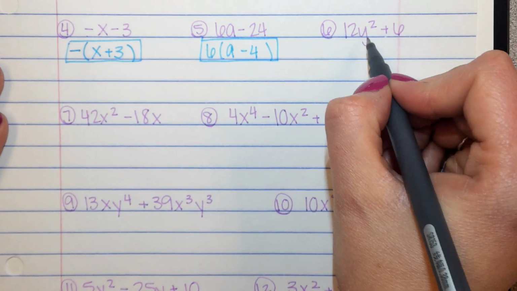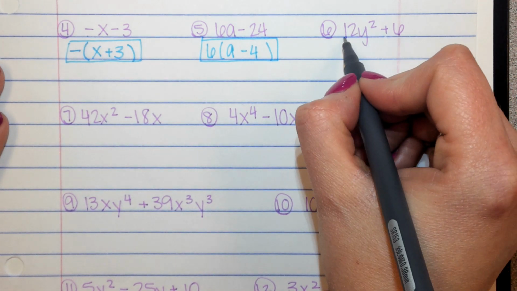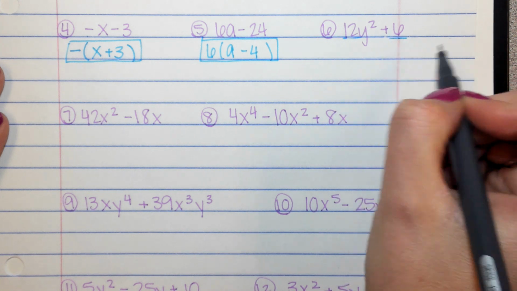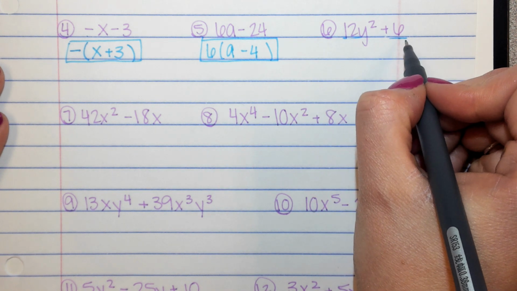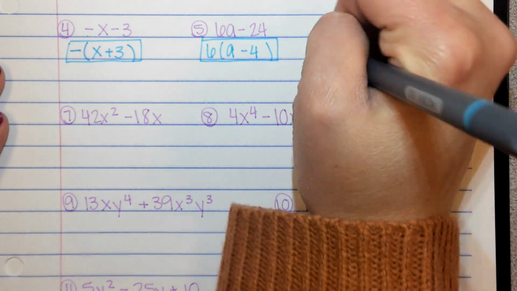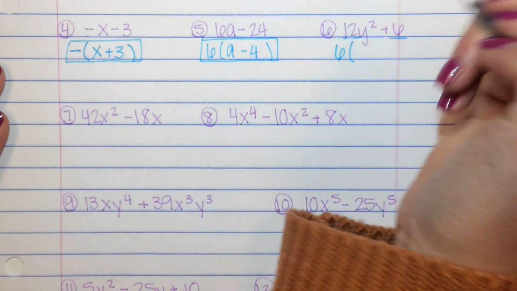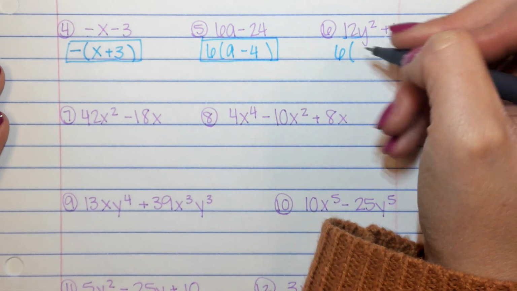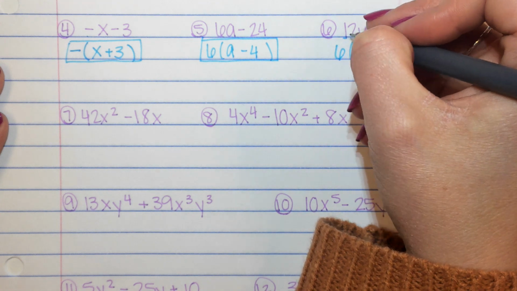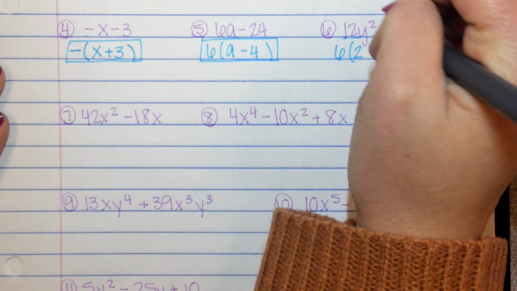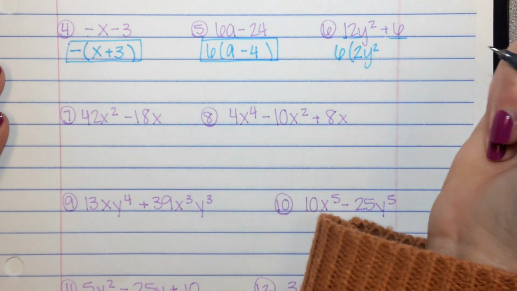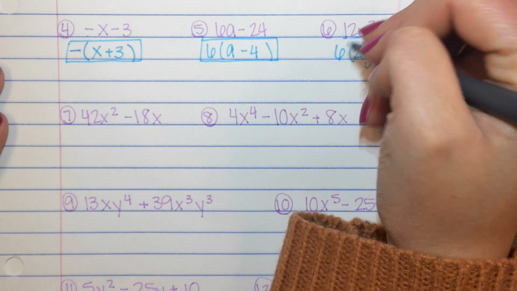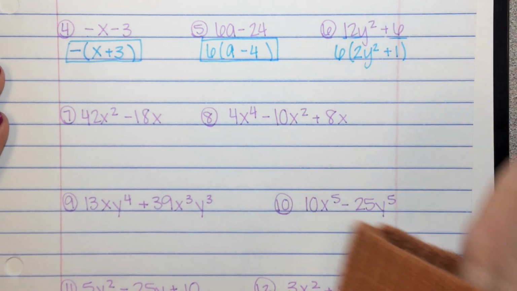All right, 12y squared plus 6. First, let's look at those numbers. What's the largest number that goes into 12 and 6 evenly? 6. Okay, only one of them has a y, so we have to leave that alone. 12 divided by 6 is 2. I didn't take out any of the y squared, so I leave it. 6 divided by 6 is 1.